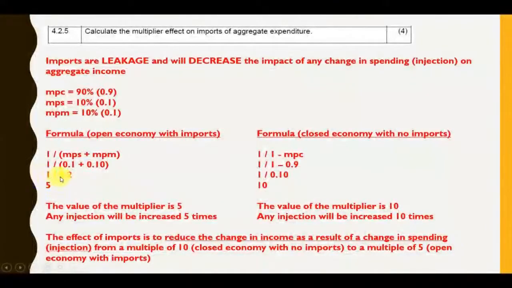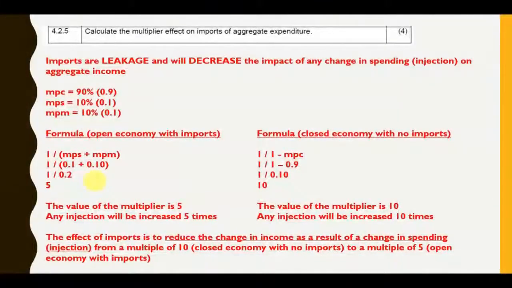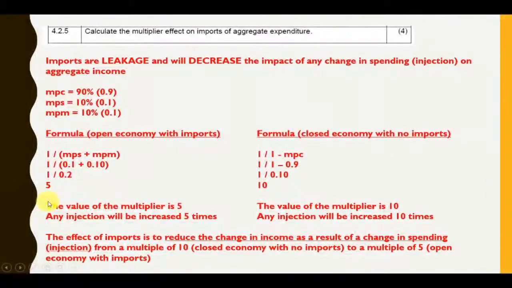So 1 divided by 0.1, that's NPS, plus 0.1. Sorry, guys, that should be 0.1, so just make a correction there. It's 1 over 0.1 plus 0.1, and that gives me 1 over 0.2, which gives me 5. So what does that tell me? I have now calculated, grade 12s, the value of the multiplier in the 4-sector model. The value of the multiplier in the 4-sector model is 5.